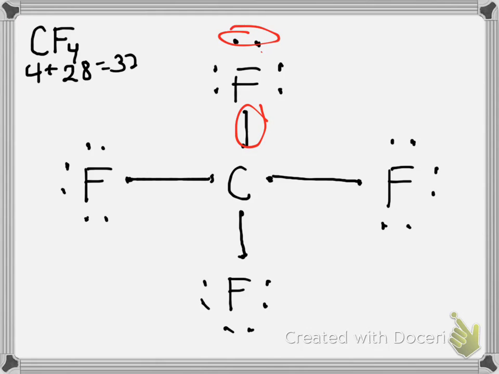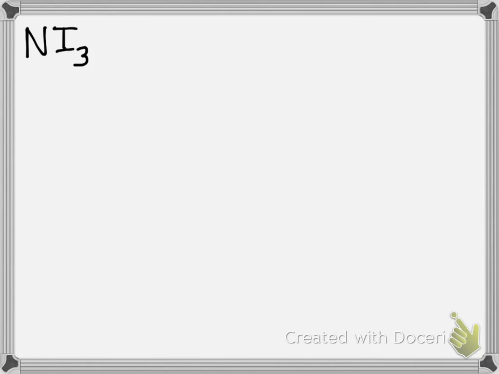Okay, so let's move on to the next one here. NI3. Okay, so what's going to be in the middle? The N's going to be in the middle. We said that if you have 1 and then you have multiples of something else, the 1 thing's going to be in the middle. In this case, we're going to draw it like a T. Okay, N surrounded by the 3 I's.